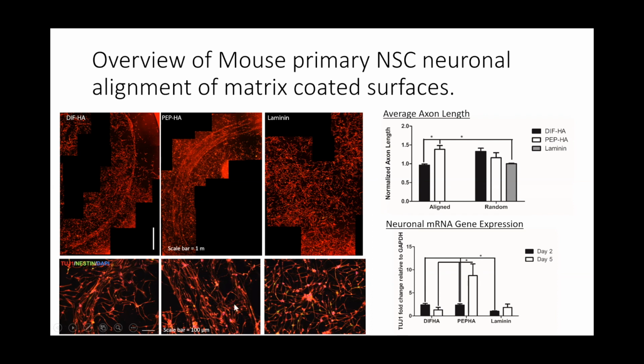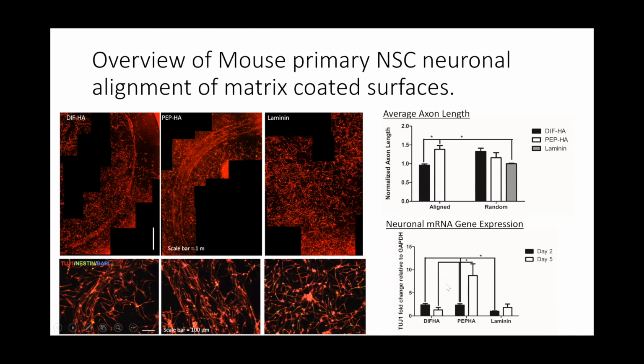And you can see from the bottom breakouts that they're much more organized on PEP and do not exist at all on just a bare laminin surface, which is traditionally used for 2D culture. When we measure the axons, we find that on the PEP surface, axon length and alignment is significantly longer than either the DIF-HA or the unorganized laminin. This also corresponds to an increase in cytoskeletal expression of the neuronal marker TUJ.